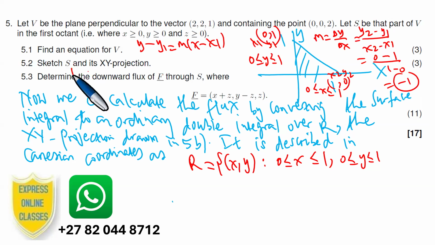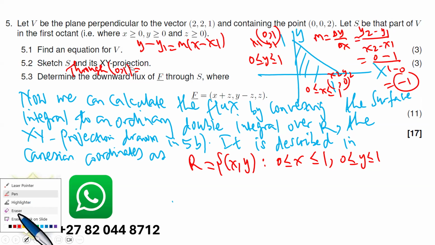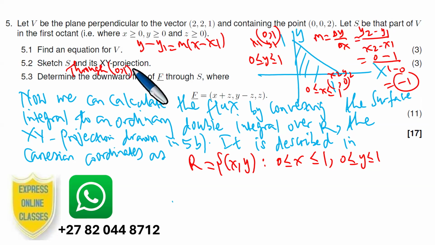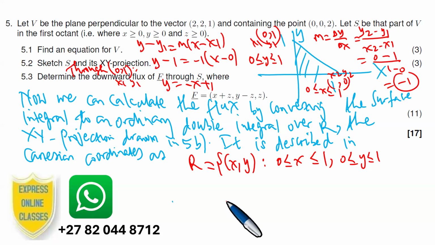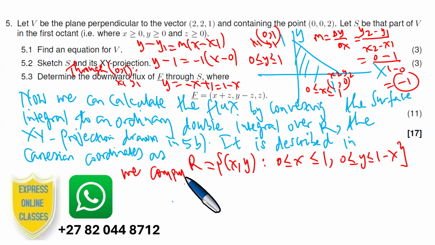This line passes through one of the points, maybe you can take (0, 1). If we take one of the points, we are in a position to find the equation of this line. So you're going to have y minus y1, where y1 is 1, the slope is negative 1, x minus 0, which means that y equals minus x plus 1. This is the equation of the line, or we can write it as 1 minus x. So the y is also 1 minus x. Okay, and then you close like this. We want to compute the following.